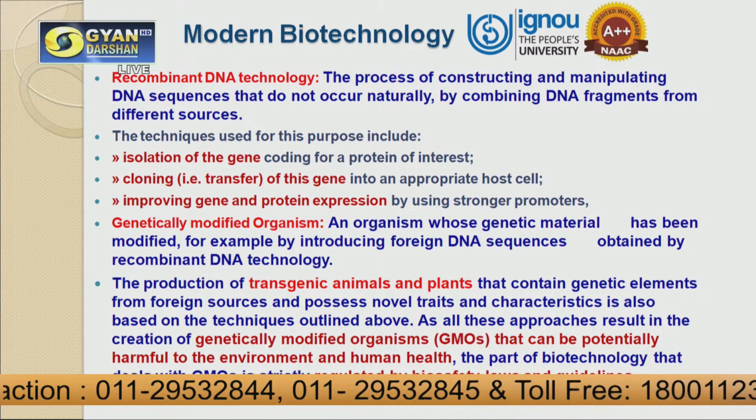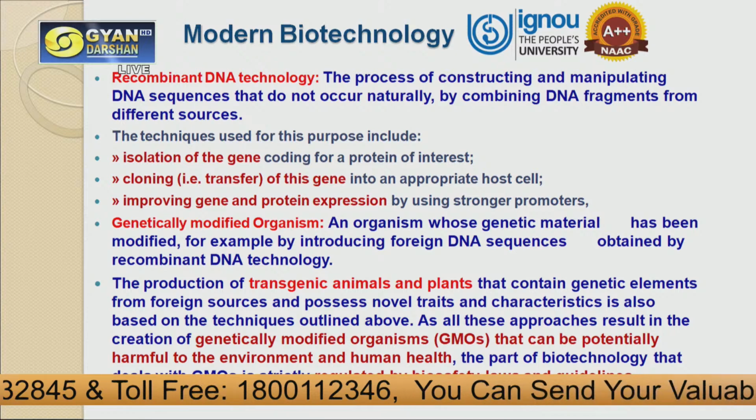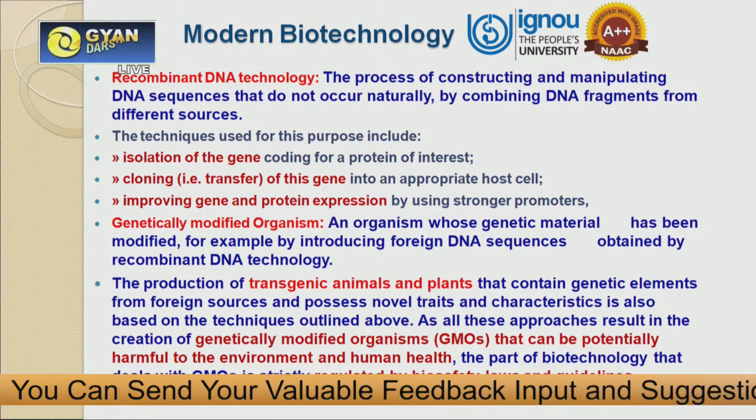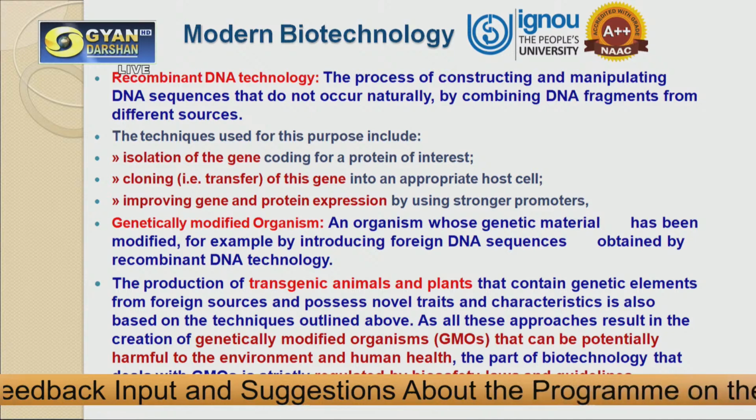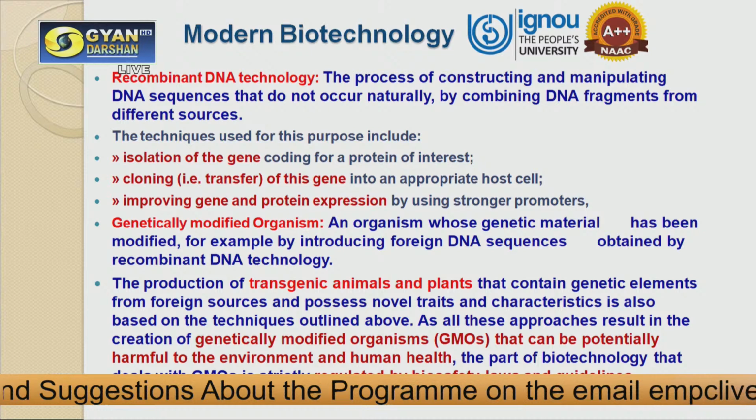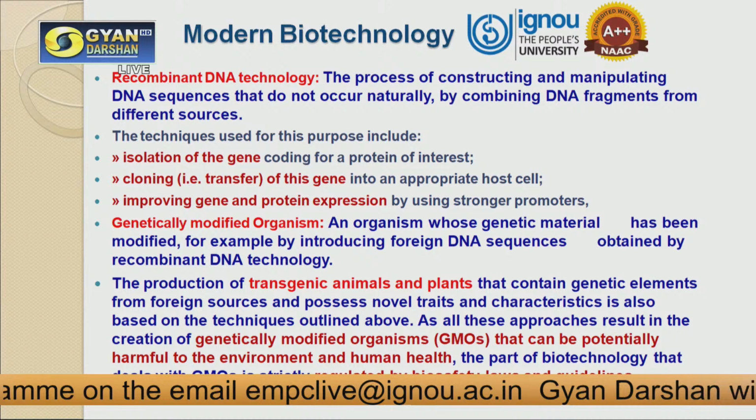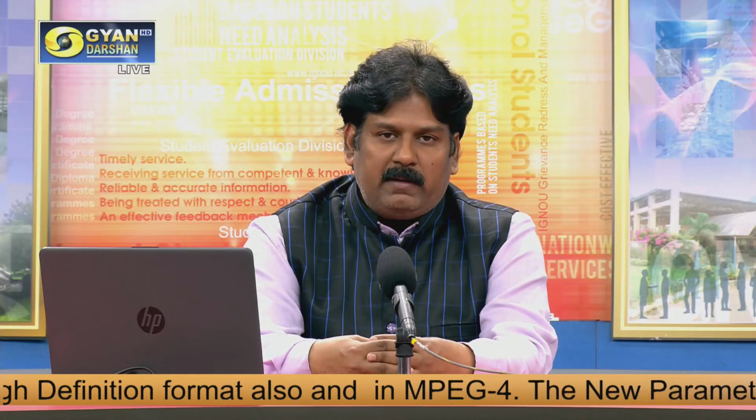So, to start with recombinant DNA technology, there are a few steps that you have to go through. The first is isolation of the gene coding for a protein of interest, then cloning, or the transfer of this gene into an appropriate host cell, then improving the gene or protein expression by using a strong promoter. So during the cloning process, you can not only clone a gene of interest which codes for a protein of interest, but you can also regulate its expression level using an appropriate promoter.